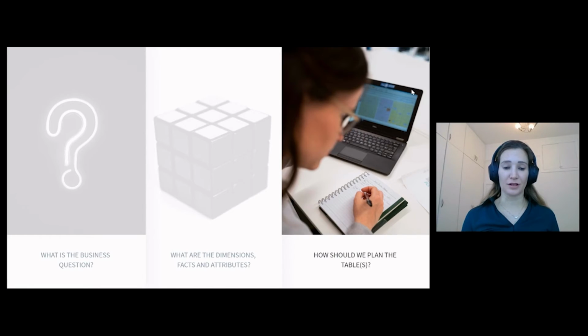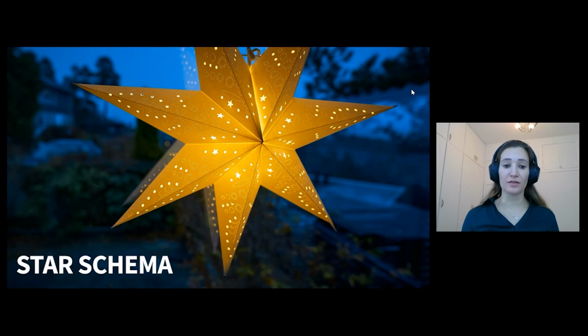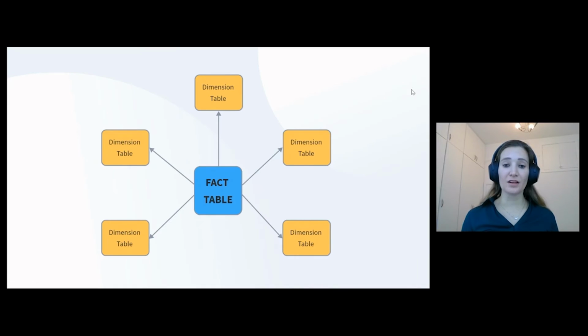After we've identified these three components, dimensions, facts, and attributes, we'll move on to the third stage, which is planning the tables themselves. In order to plan the tables, we'll use a method called star schema. In a star schema, the tables are linked together in the shape of a star. In the middle, we have the fact table that contains all of our dimensions and the facts, and this table is linked to dimension tables that will contain additional information for every dimension. For example, not just the ID, but also the name, and the different attributes that are relevant for the dimensions.